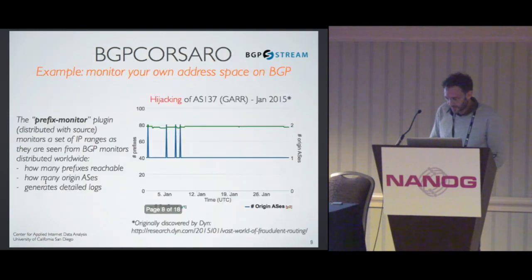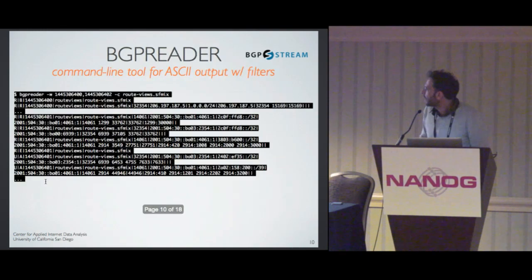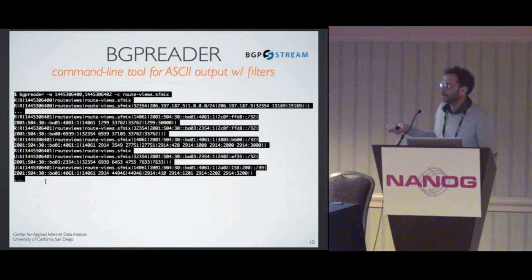I think we have a new example. I don't know if we put it on the website. You can probably code a lot of things that are done here by BGP Corsaro just in Python with a few lines of Python code. BGPReader is a command line tool, very similar to the BGPdump tool that probably a lot of you know very well. It dumps data in ASCII format.